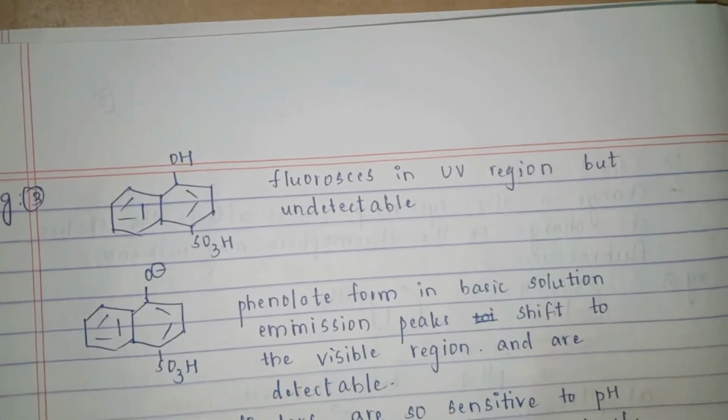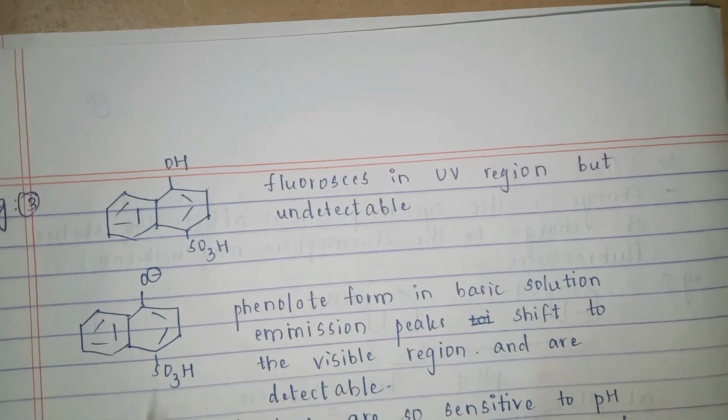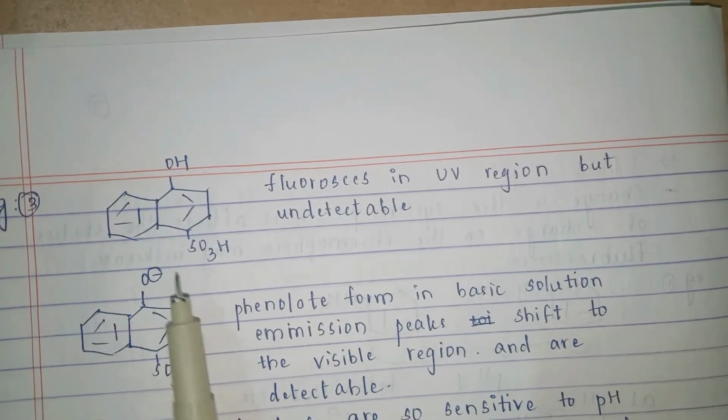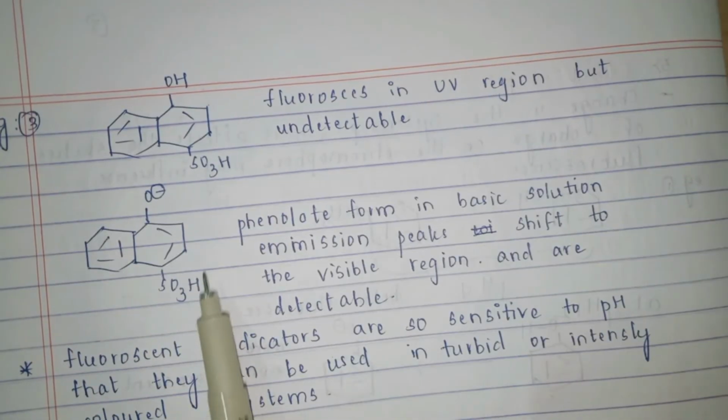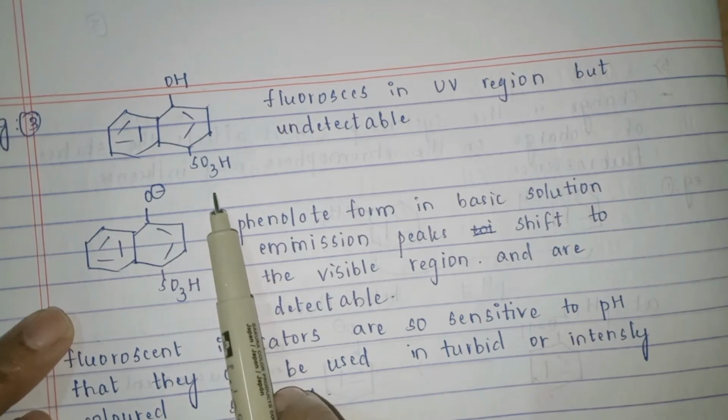So the next concept in this particular pH phenomena would be, now look at this particular compound. That means it is 1-naphthol sulfonic acid. This fluoresces in a UV region, but it is undetectable. That means we cannot see any kind of detection.